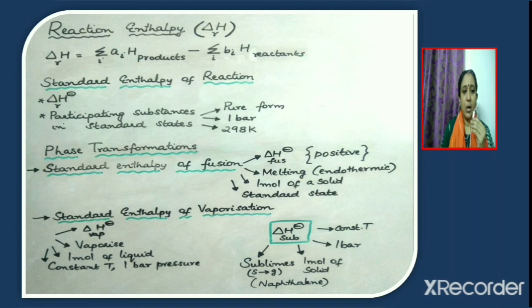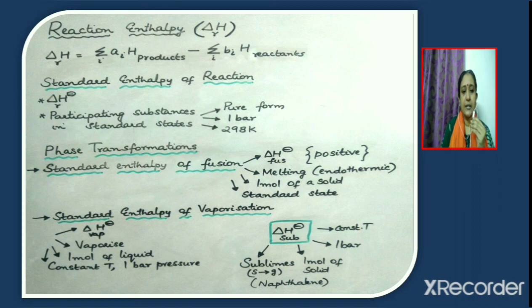Next, we shall learn about the enthalpy change that occurs during phase transformations. First one, standard enthalpy of fusion. From the term, it is clear that the process is fusion or melting. Now, how can we define standard enthalpy of fusion? It is defined as the enthalpy change that occurs during the melting of 1 mole of a solid in the standard state. It is denoted as delta H naught fusion. Since melting is an endothermic process, delta H naught fusion will be positive.